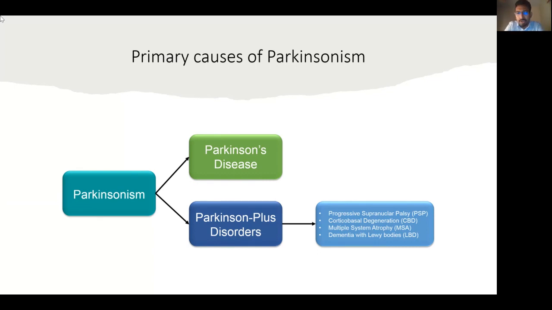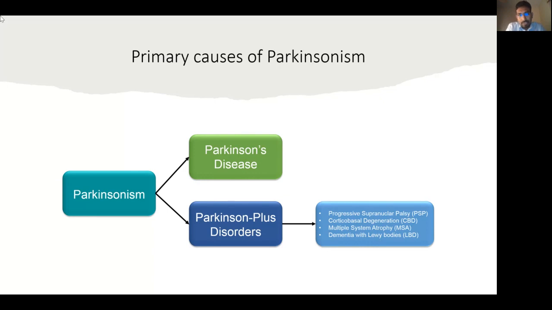There are a few entities in the Parkinson's plus disorders, as shown on the screen. These are progressive supranuclear palsy, corticobasal degeneration, multisystem atrophy, and Lewy body dementia. We will not focus on the Parkinson's plus disorders today because it will be difficult to cover in one session, but just to get a general idea. We will learn about the typical features of Parkinsonism in the next few slides.